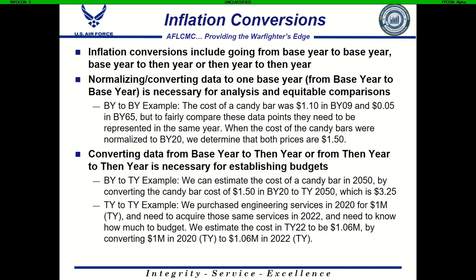So we've got two data points, $1.10 and 5 cents. But to fairly compare these data points, they need to be represented in the same year of dollars, because again, $1 in 1965 and $1 in 2009 doesn't hold the same value. So when we adjust both values to the same year, we normalize them to base year 2020. So we adjust the value to base year 2020 instead of base year 2009 and base year 1965. We then get both prices as $1.50.